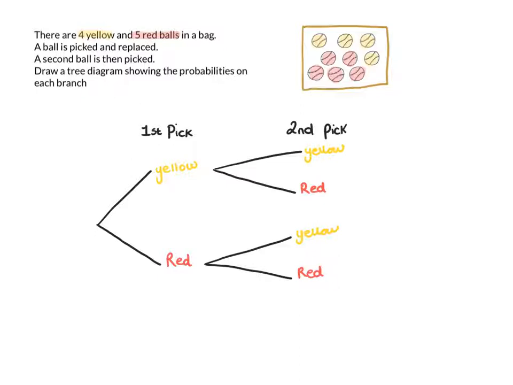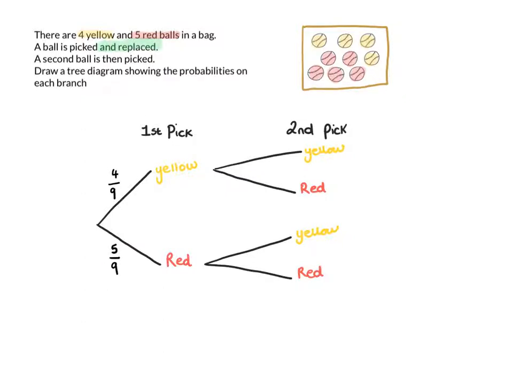So the first one we're going to look at is, on our first pick, what is the probability of getting a yellow? So looking at the bag, we've got 4 yellows and 5 red. So the probability is 4 out of 9. So that goes on the yellow line. For the probability of red, we can either look back at the bag and think, right, we know that there's 5 red balls out of 9 in total, so the probability is going to be 5 out of 9. But also, these branches add up to 1. So if you know that the probability of yellow is 4 over 9, then the probability of red has to be 5 over 9.